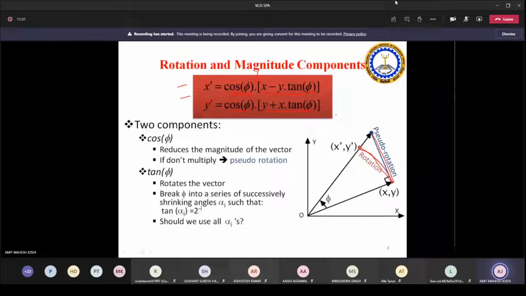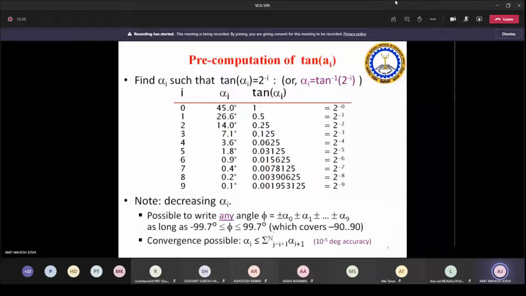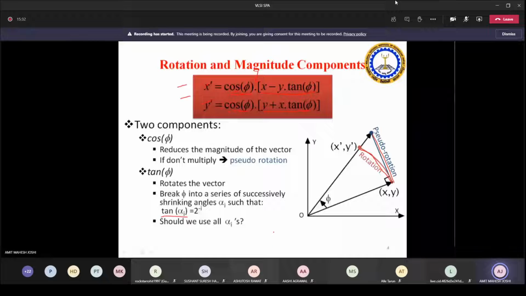Now we will try to adopt some assumption over here, and that assumption is proven to be a valid one. Now what we are trying to do? We are trying to consider this tan phi, or tan alpha i, is equal to 2 raised to minus i. I am considering that this angle is nothing but the angle whose tangent is 2 raised to minus i.